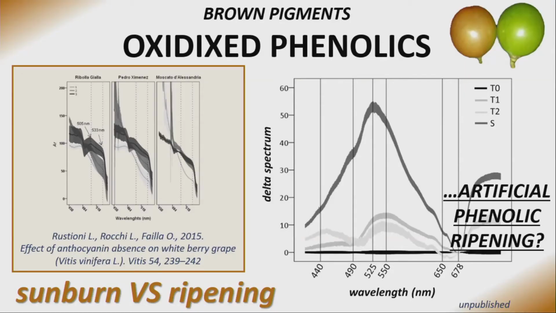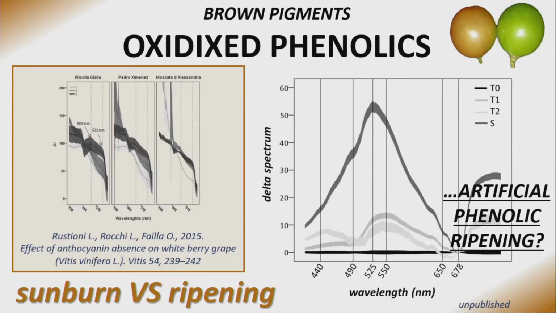And now we are studying the comparison between ripening, because we know that the ripening process is characterized by oxidation. At the veraison, reactive oxygen species are produced as a stimulus for the ripening. So we are comparing ripening and sunburn to see what happens that is similar and different. And in the future, we would like to work on artificial ripening for phenolics, to try to find some artificial way to improve the ripening of those compounds.